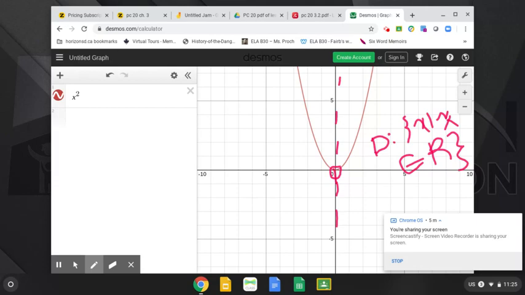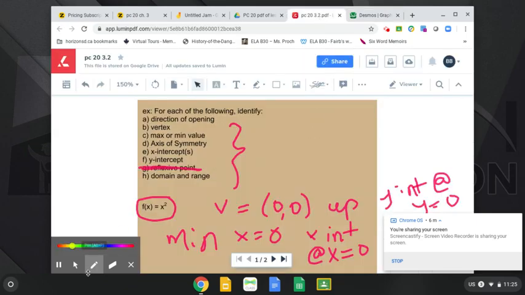Our range does change, especially with parabolas. For range, we need to look at the lowest or the highest y value. Right now, the lowest y value is y equals 0, and then it gets bigger from there. So that means y is greater than or equal to 0, and don't forget the y element of real numbers. So that is all for that one question.